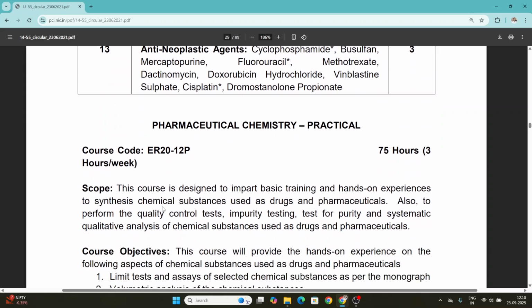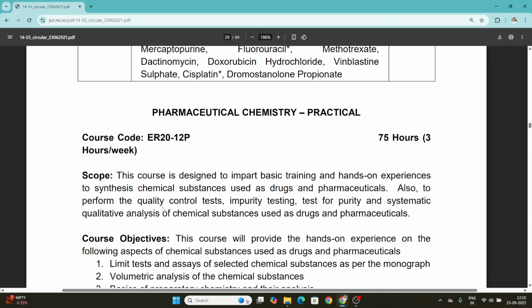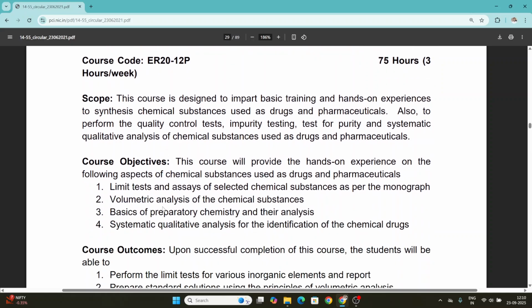Now let's move to the pharmaceutical chemistry practical scope. This course is designed to impart the basic training and hands-on experiences to synthesize chemical substances used as drug and pharmaceuticals, also to perform the quality control test, impurities testing, test for purity, and systematic qualitative analysis of chemical substances used as drug and pharmaceuticals.